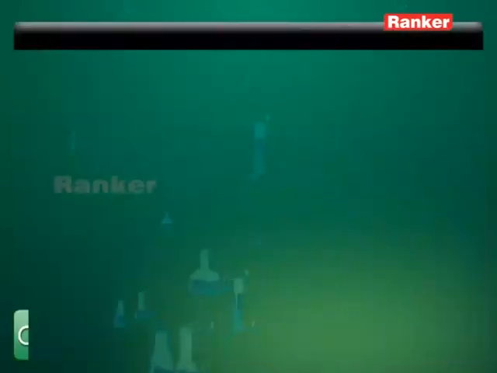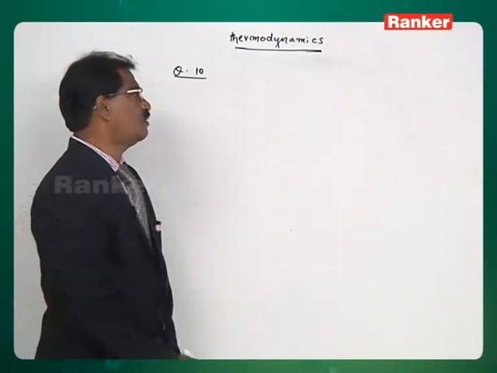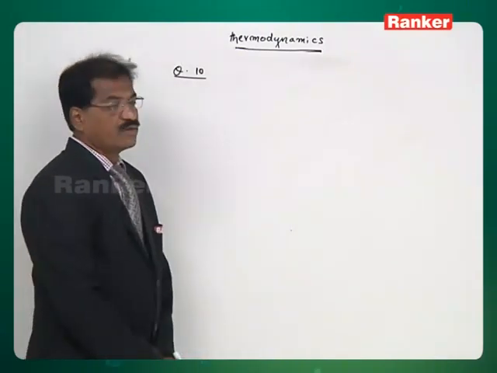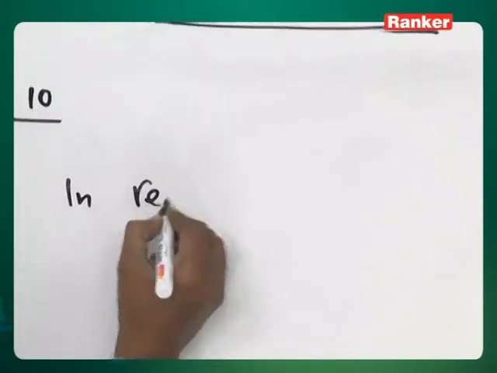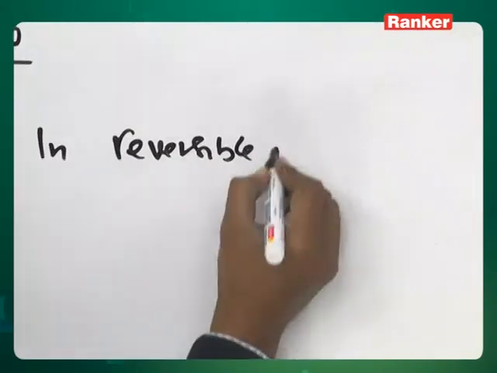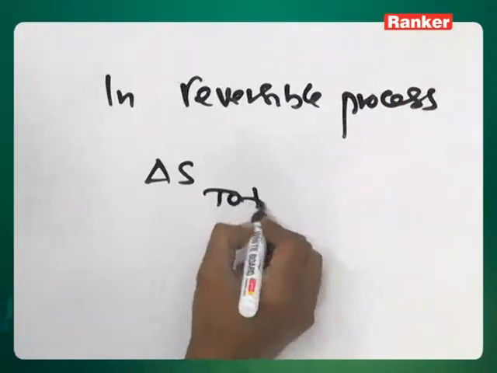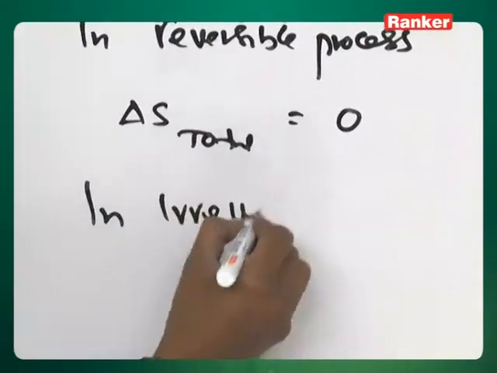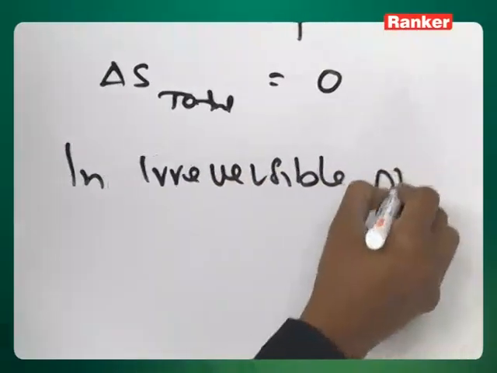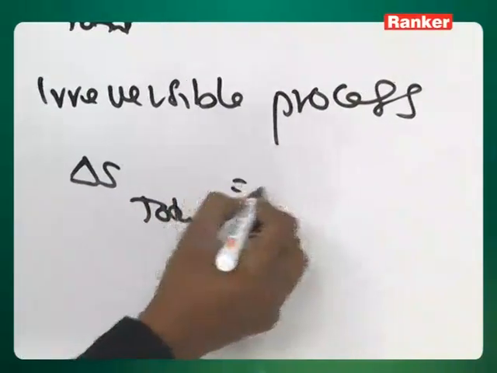Next, question number 10. The total entropy change for a system and its surroundings increases if the process is. So in general, when any process is reversible, the total entropy change is always 0. In a reversible process, del S total is always 0. Next, in an irreversible process, del S total is always positive.